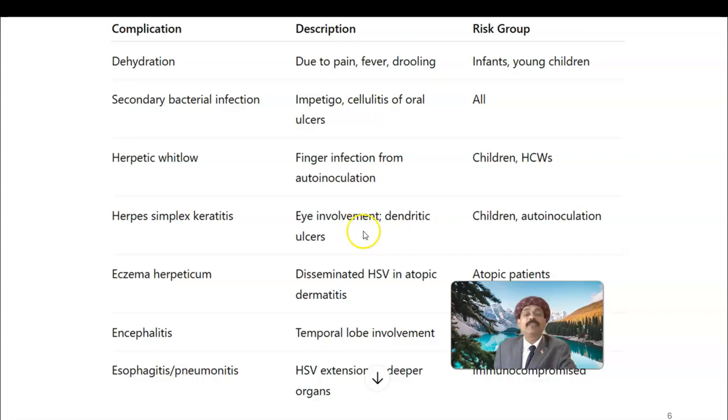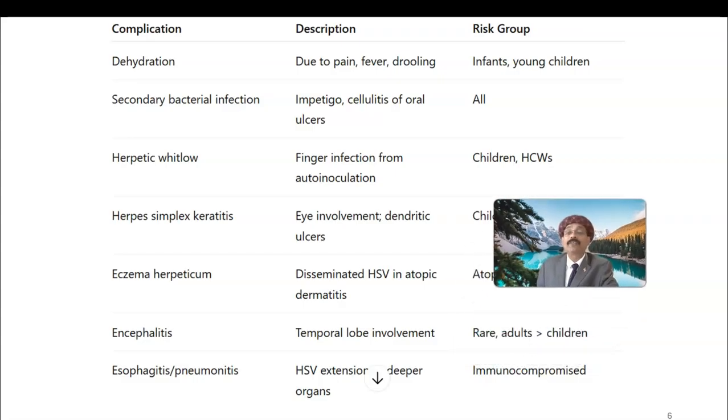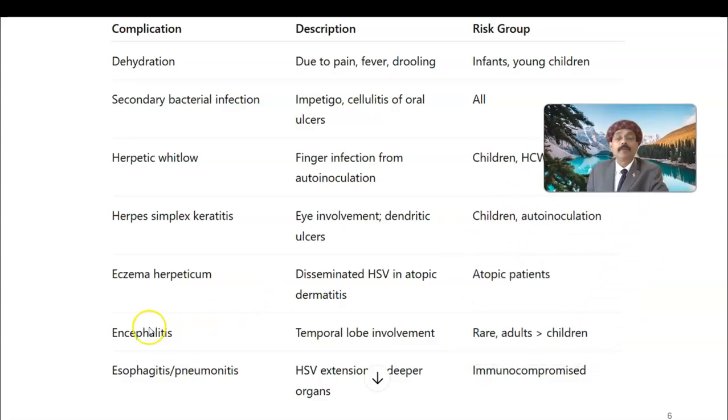Herpes simplex keratitis, eye involvement, dendritic ulcer; this group is children, by auto-inoculation. Eczema herpeticum, disseminated herpes simplex virus in atopic dermatitis; the risk group is patients with atopic dermatitis. Encephalitis, inflammation of the brain. This is a very severe condition. Temporal lobe involvement, although rare, is more common in adults than children.